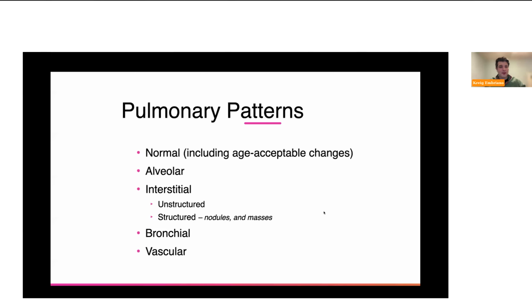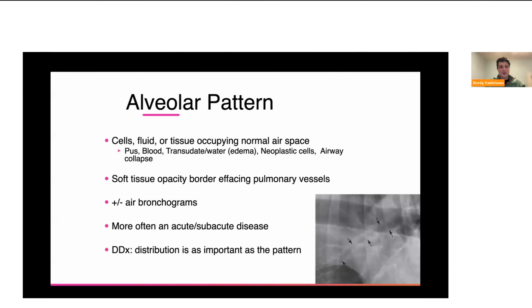So moving into our pulmonary patterns, we've talked about normal anatomy and kind of age acceptable changes, and now we're going to go into some of the pathologic states. So the alveolar pattern, this is basically an accumulation of something, whether it's a cellular buildup, fluid, or tissue, or fibrosis in some cases, occupying the normal airspace. So the alveoli and the bronchioli that are responsible for gas exchange. The technical definition is a soft tissue opacity border effacing with the pulmonary vessels.